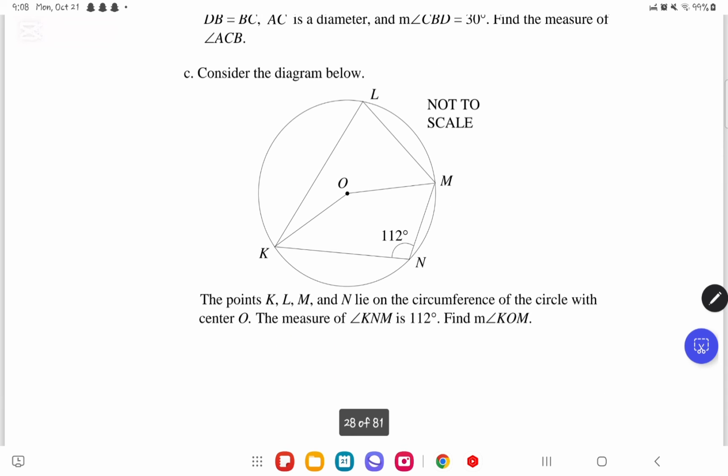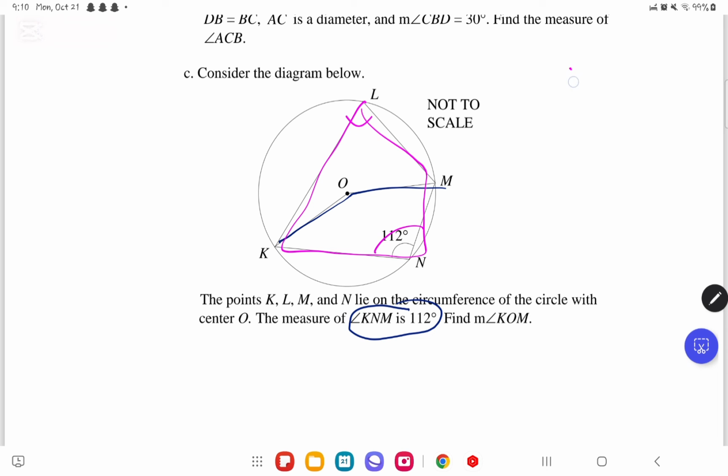Now, part C. The points K and M and N lie on the circumference. We have K and M is 112 degrees. They need us to find the value of KOM. Very simply, we know that this is a cyclic quadrilateral, and we know that opposite angles in a cyclic quadrilateral are supplementary. So we do 180 minus 112.